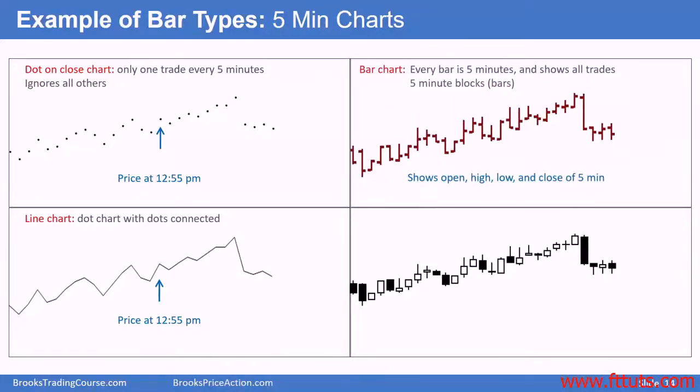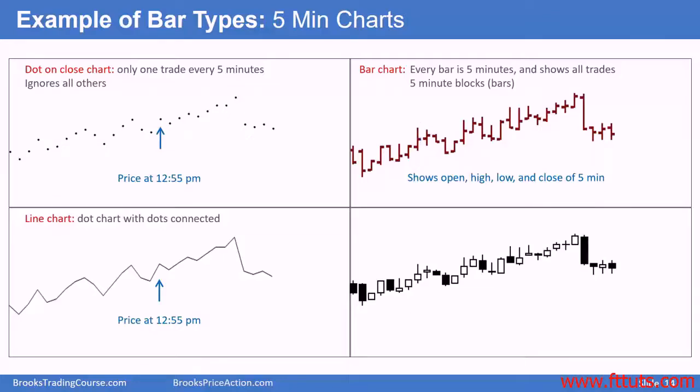Here's a traditional bar chart. Every bar is 5 minutes. At the end of 5 minutes, another bar begins. It shows all the trades that took place. It shows the lowest trade that took place during the 5 minutes, the highest trade that took place during the 5 minutes. The left dash on the side of the bar is the first trade, and on the right side of the bar, that dash is the final trade.